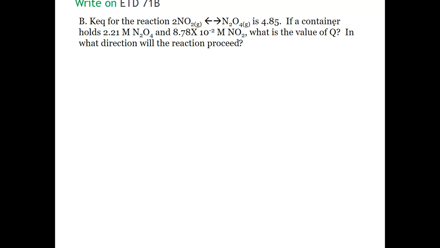What do I need to find? I need some Q, and then I need to predict the direction. It wants me to make that prediction. So finding Q is pretty easy. You just do it just like a KEQ. You put your products over your reactants.